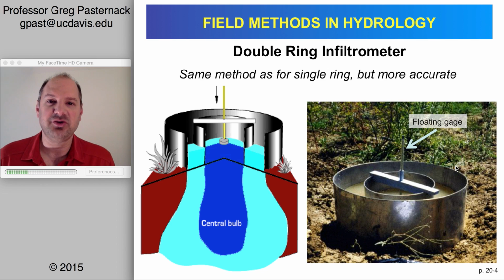but it's also possible to set up a double ring infiltrometer with a constant head infiltration test, in which case you wouldn't need this floating valve at all, because you'd be reading the change in water level in the reservoir. Okay, so that's a basic idea of how to measure infiltration.